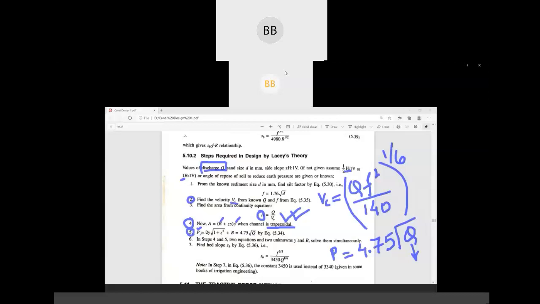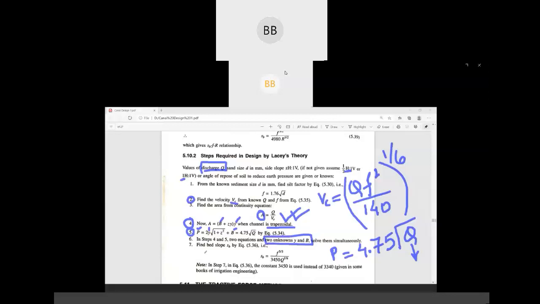Okay, and then we have two equations and we have two unknowns. One is width of the channel and one is depth of flow. Okay, then we are going to solve both the equations and we find out the two unknowns, that is your bottom width of the channel and depth of flow.